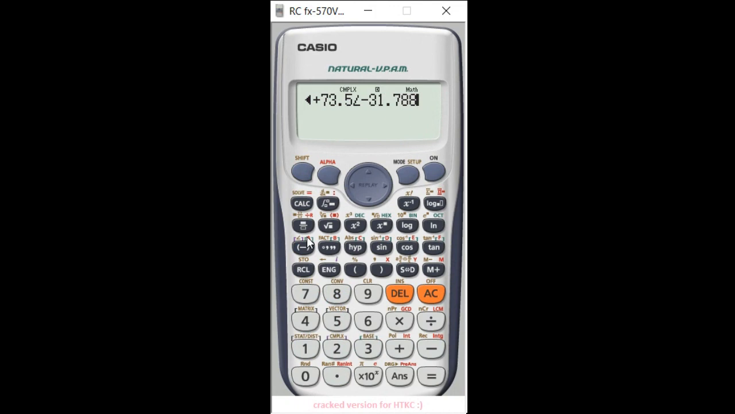2 minus 81.373 plus 73.5 at an angle of minus 31.788. That should be correct now. Shift 3 equal. Yeah, there we go. So that is your primary current going through there. Yeah, it's just using vectors.